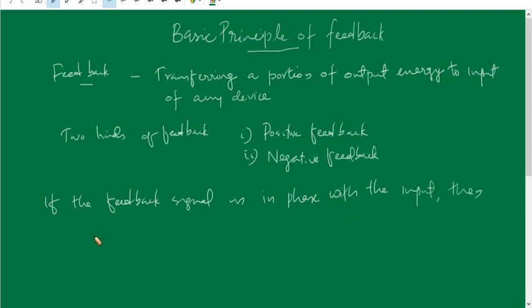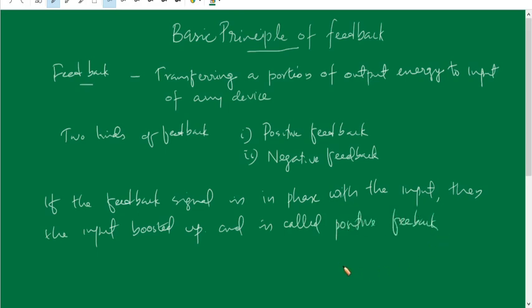then the input signal is boosted up, and such feedback is called positive feedback. Okay, so in positive feedback, the feedback signal and the input signal are in phase. That means they get added up, so such feedback is called positive feedback.